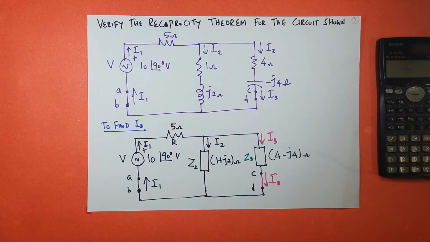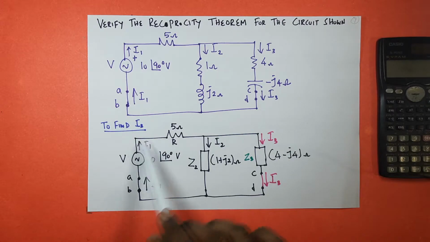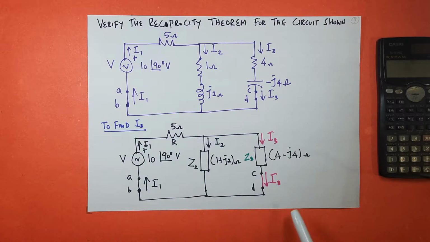What we are going to do is, first we will find out what is the total impedance. From the total impedance, we can find what is the current of the source. Then by applying the current divider rule, we will find out what is this branch current I3. So that is the first task.